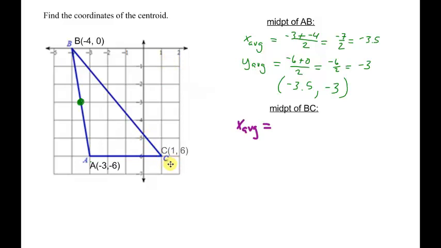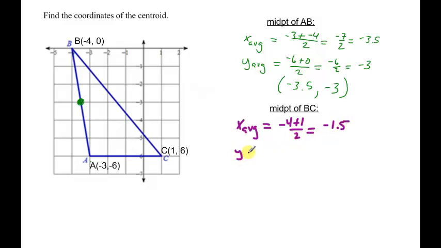So let me just show that on the screen. Okay, so again, our x coordinates for B and C are, looks like again, -4 and 1. Let's add them together, divide by 2. So -4 plus 1 divided by 2. -4 plus 1 is -3. -3 divided by 2 is -1.5.